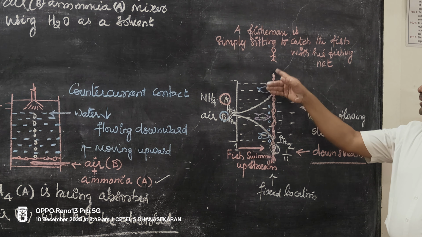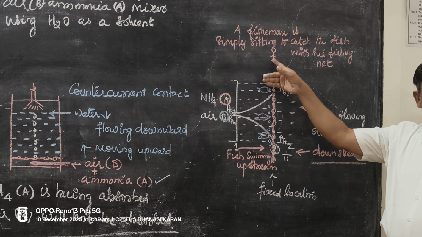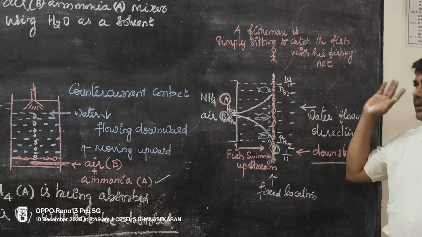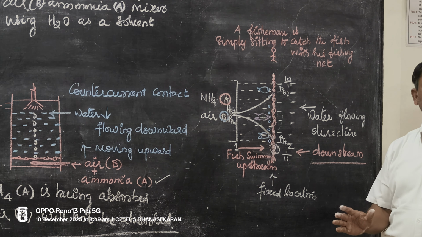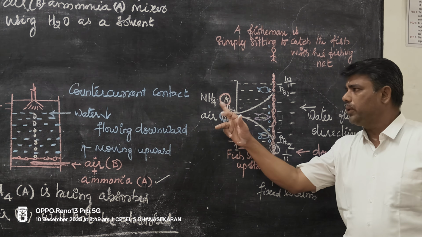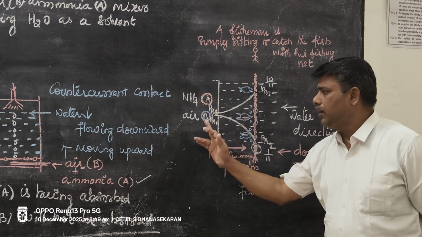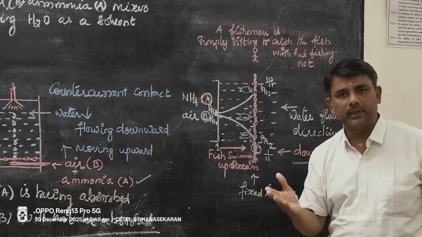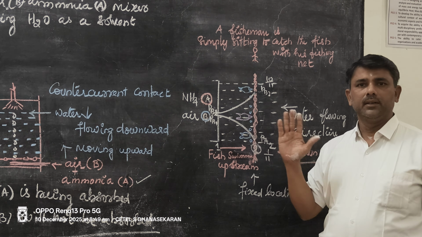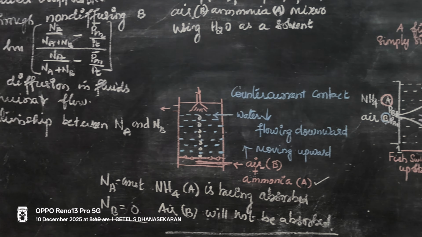Listen, he is a fisherman. He is simply waiting on the bank of the river with a fishing net. He is very much interested in the rate of fish catch by his fishing net. So component A will be easily fished by the fisherman. Component B will not be caught by the fisherman because its velocity on both sides is equal. Clear?